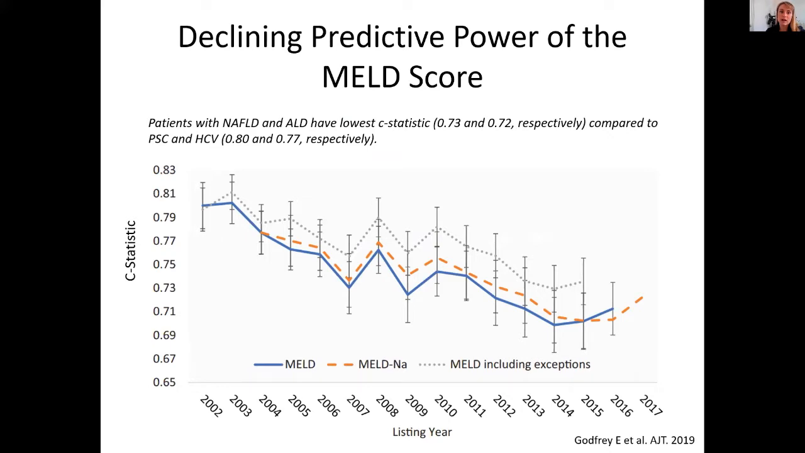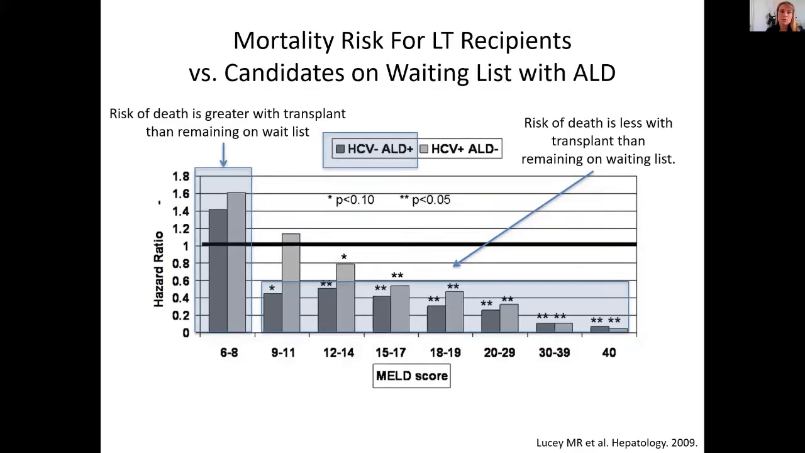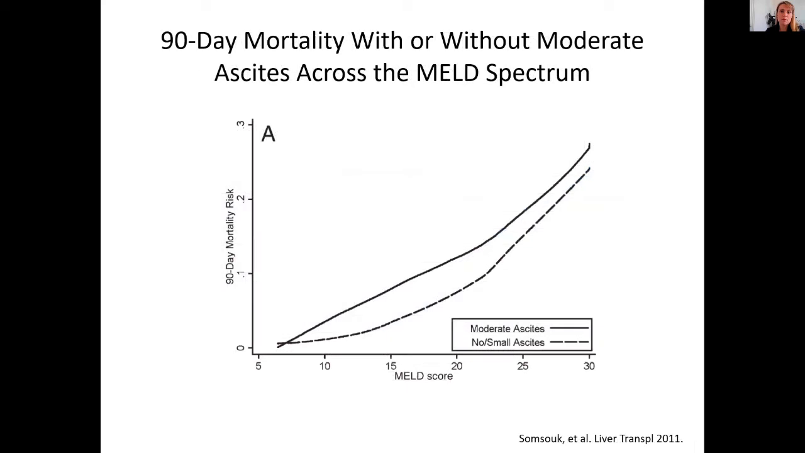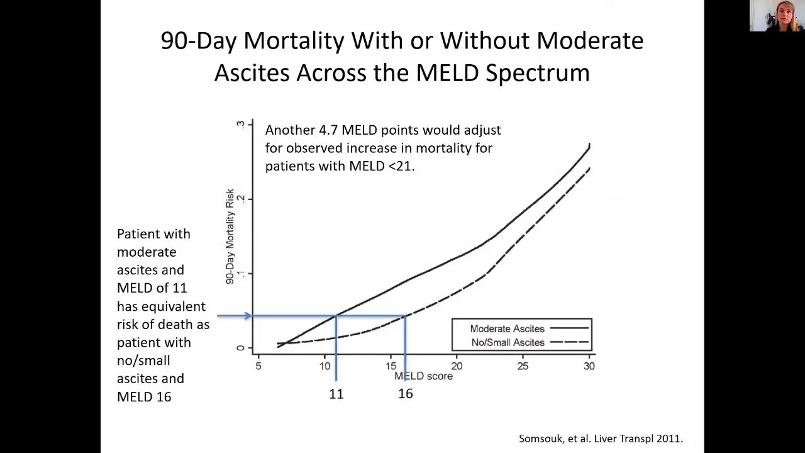You can see here that fatty liver and alcohol have the lowest C statistic compared to hepatitis C. More so, when we recreate that prior graph but separate the hepatitis C patients from the alcohol population, we see that patients with alcohol-associated liver disease may derive benefit from transplant at lower MELD scores than the hepatitis C population. So is there a strict MELD cutoff for transplant? Probably not. MELD probably isn't always enough.